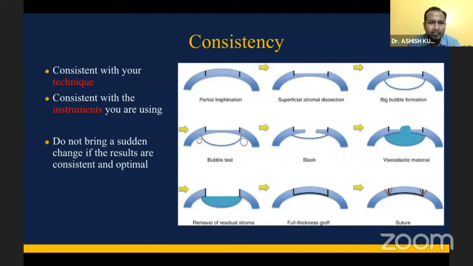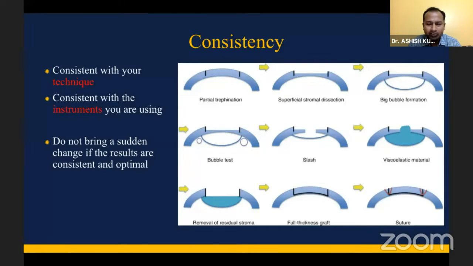Very importantly, be consistent. Be consistent with your technique and with your instruments. I'll be focusing mainly on instruments in this talk. And these are the regular steps which we follow for big bubble DALK. You do a partial trephination, then remove the superficial stroma, then inject the big bubble. You can do a bubble test if you're not sure, then make a Brave slash, then inject viscoelastic material, then remove the remaining stroma, then put in a graft, and then suture it.